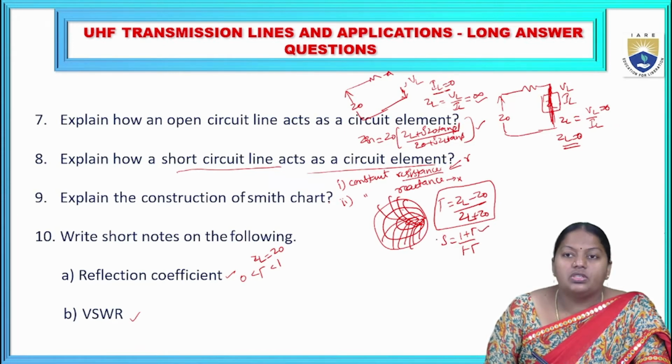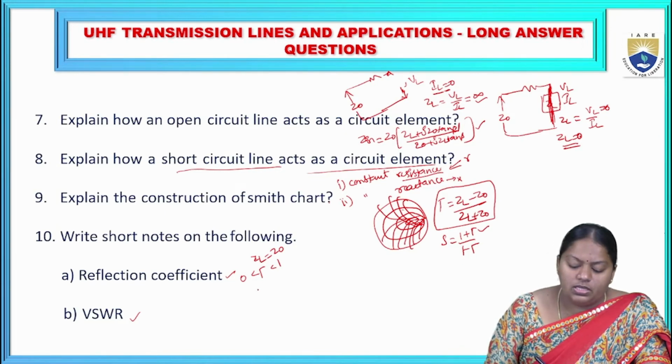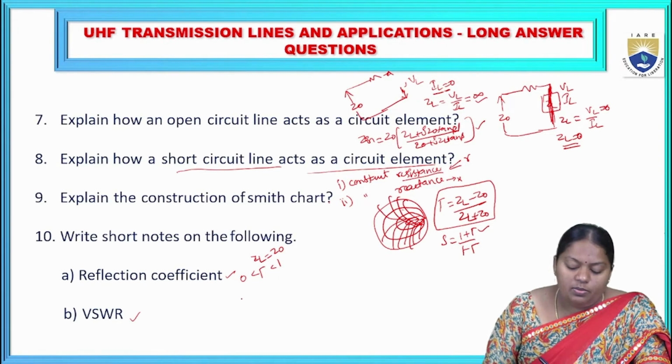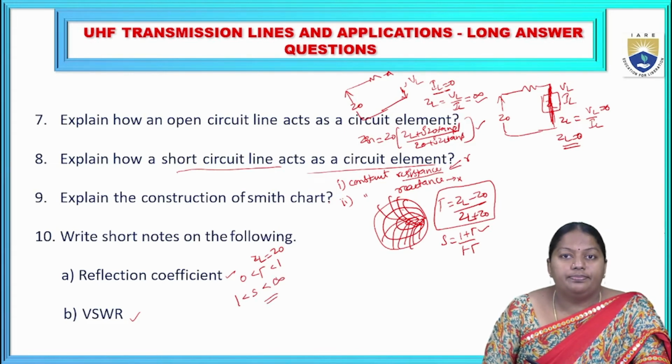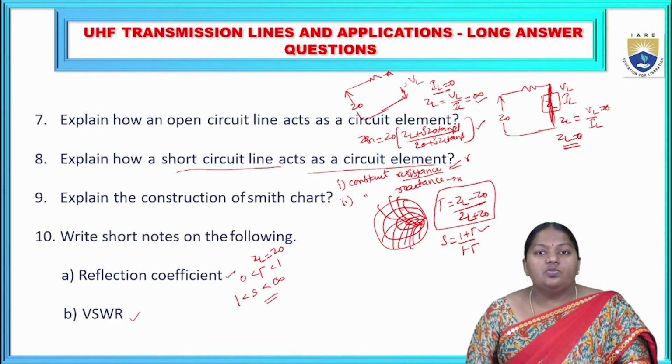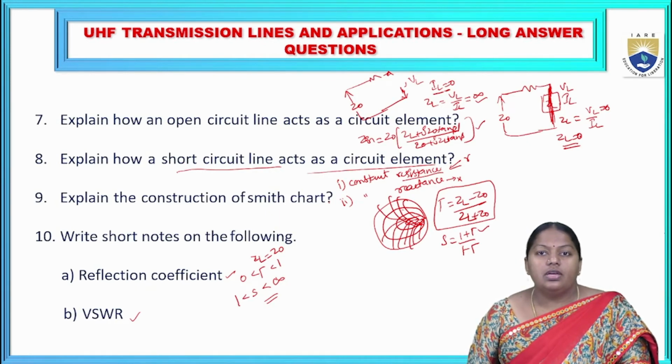Now we want to express the standing wave ratio S in terms of the reflection coefficient, which is given by 1 plus gamma by 1 minus gamma. If we substitute gamma as 0 one time and gamma as 1 another time, we get the range of the standing wave ratio from 1 to infinity. So these are the two interrelated terms in transmission lines: the reflection coefficient gamma and the standing wave ratio S.